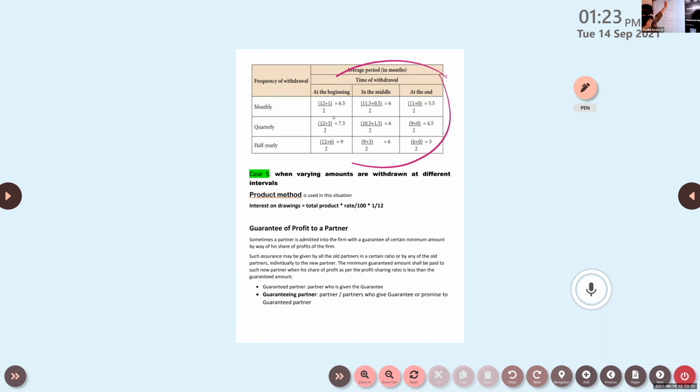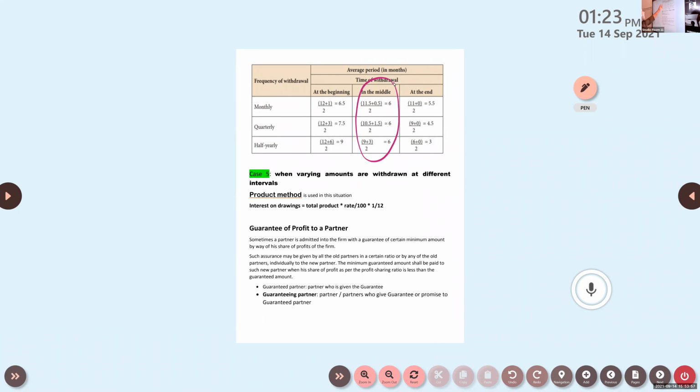For that, I request everybody to learn this average period box by heart. You can see in the box for the middle, as I said earlier, middle of the period. In the middle, whether it is monthly, quarterly, half yearly, whichever the case is, it is 6. Average period is always 6.